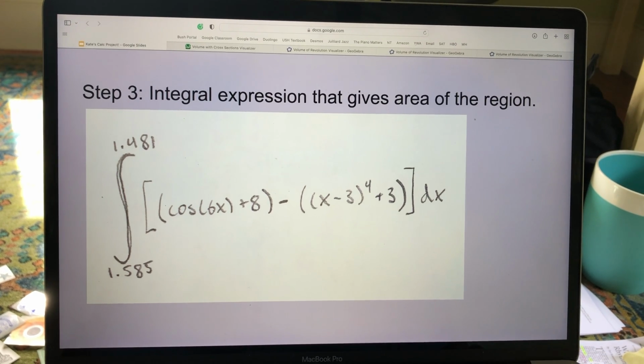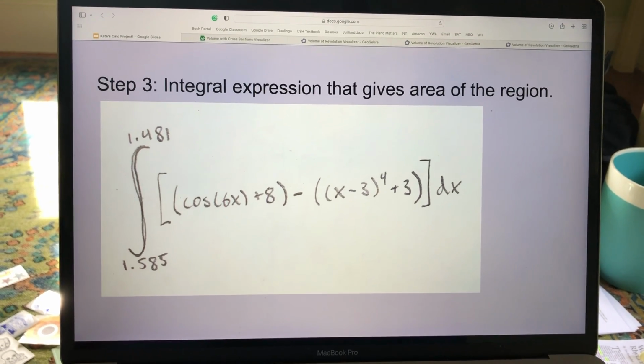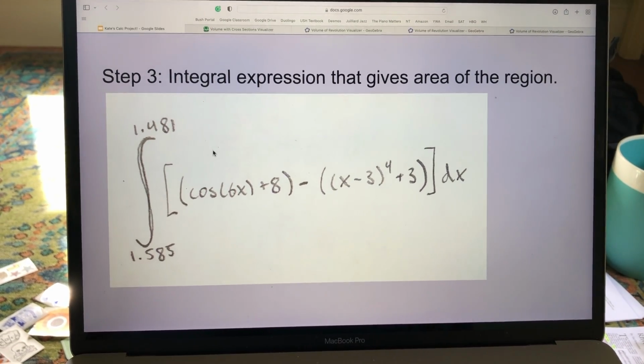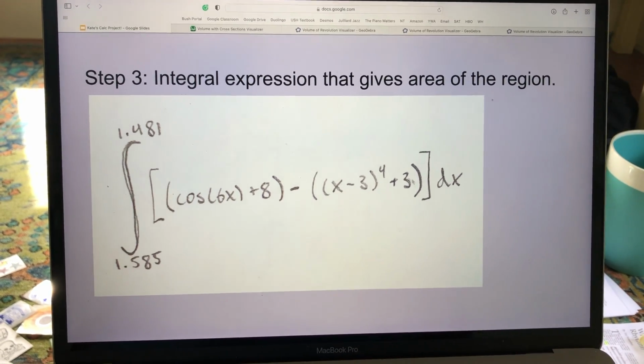Here's the integral expression that gives the area of the region. So we have the integral of top minus bottom.